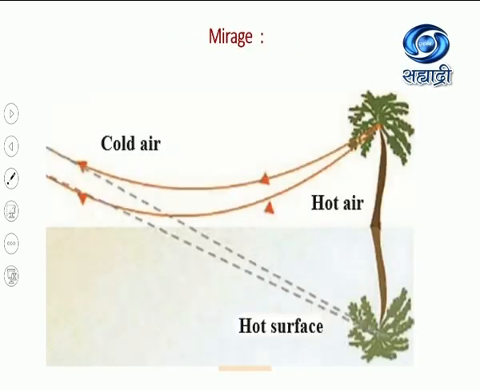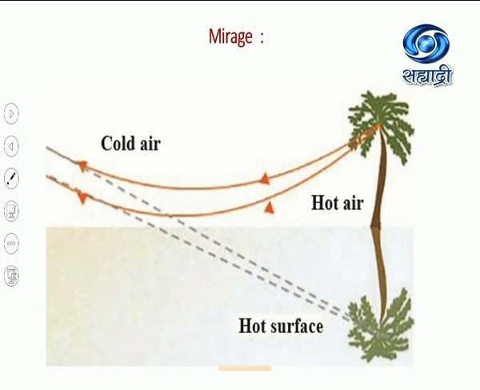Mirage. Due to the change in refraction of light, the light rays coming from a distant object appear to come from the image of that object. The earth's surface is heated by the sun. The temperature of air increases. This produces a layer of hot air with less density, so the refractive index is also low at that surface.